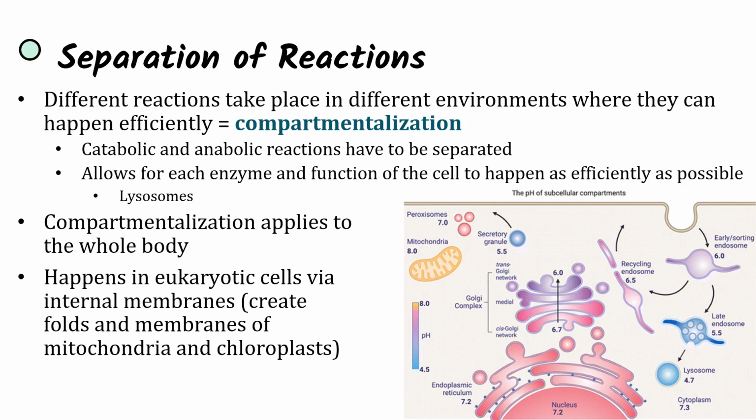So if you look over here in this diagram, this is the pH of subcellular components. And most of them have a pH of around 7 because that's kind of the base for the human body. But a mitochondria's got a slightly higher pH, and the Golgi network has a slightly lower one. So every single organelle is going to have its own optimal pH, and that's why it's so important that it's kept within its own membrane so that the pH doesn't affect the rest of the cell.